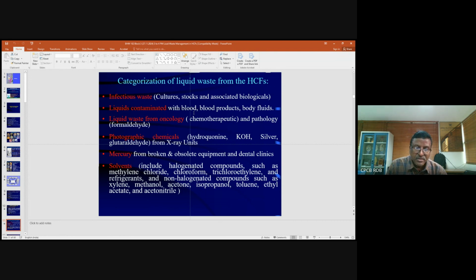And the solvents: halogenated compounds such as methylene chloride, chloroform, trichloroethylene, and refrigerants, and non-halogenated compounds such as xylene, methanol, acetone, isopropanol, toluene, ethyl acetate, and acetonitrile. Generally these sorts of chemicals you can expect from healthcare facilities.